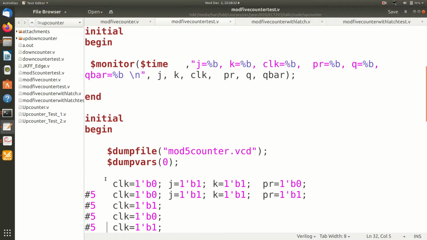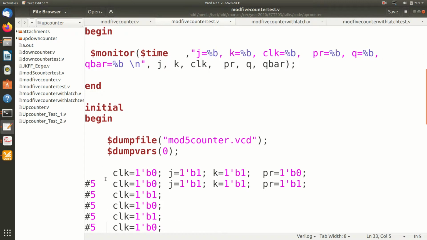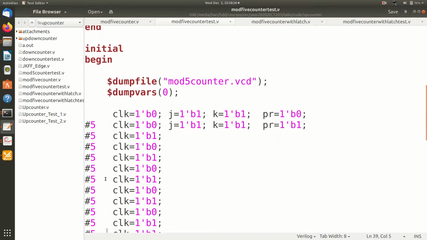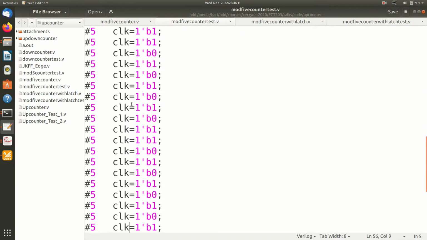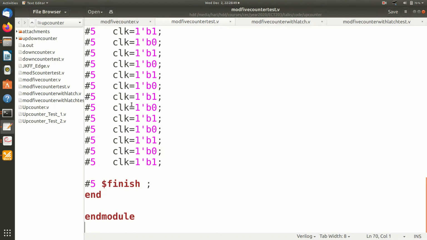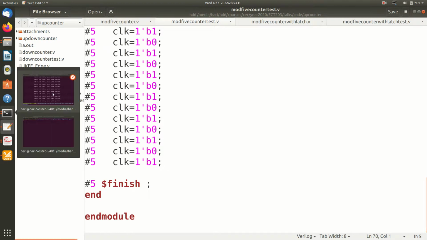Then I dump these waveforms into a Mod-5 counter.vcd. And then I apply the clocks. Initially I use this to preset it. It is preset to 111, then it starts counting from there. Then you apply the clock every 5 seconds, and finally I end the module. Now let us run this simulation with Verilog and observe what happens.